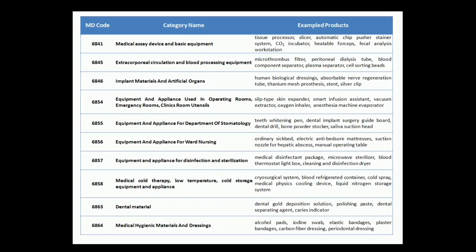The products listed in the 6846 are always Class 3 medical devices because they are implant materials and always with a higher risk. Also, the artificial organs are like the artificial hearts, artificial stomach, artificial lungs, and artificial ears, nose, like that.